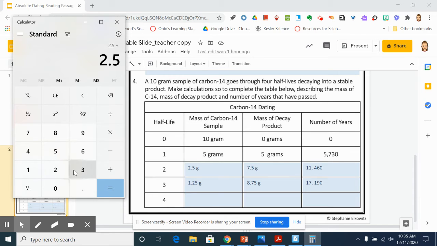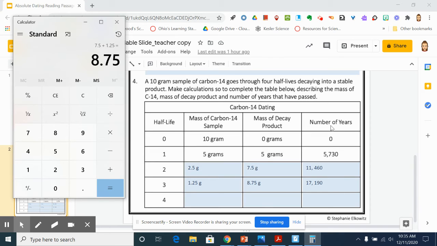So 2.5 grams divided by 2 is equal to 1.25 grams. So we're going to record that. What happens to the remaining 1.25 is we add that on to our 7.5 grams of mass decay products. So if we take 7.5 and we add 1.25, that is going to give us our 8.75 grams of mass decay product.